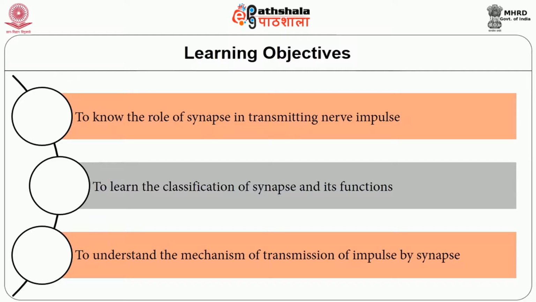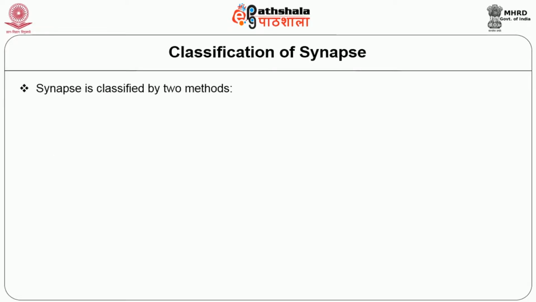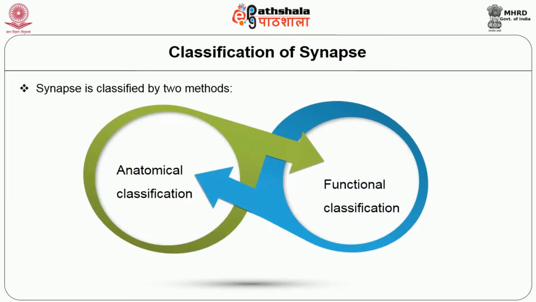After completing this module, you will be able to know the role of synapse in transmitting nerve impulse, to learn the classification of synapse and its functions, and to understand the mechanism of transmission of impulse by synapse. First, let us see about the classification of synapse. It is classified by two methods as anatomical classification and functional classification.